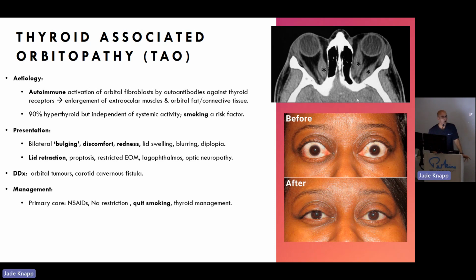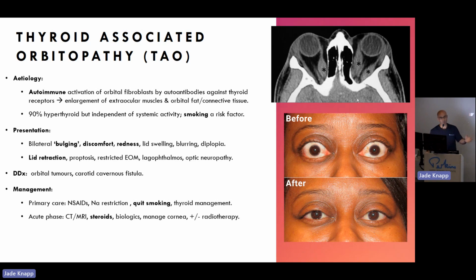What's the management here? Primary care in acute thyroid orbitopathy, bog standard: oral non-steroidals, salt restriction, okay, because that makes swelling and inflammation worse. Quit smoking is the most important one, as I said, and then thyroid management with an endocrinologist. In the acute phase, they need steroids, right?